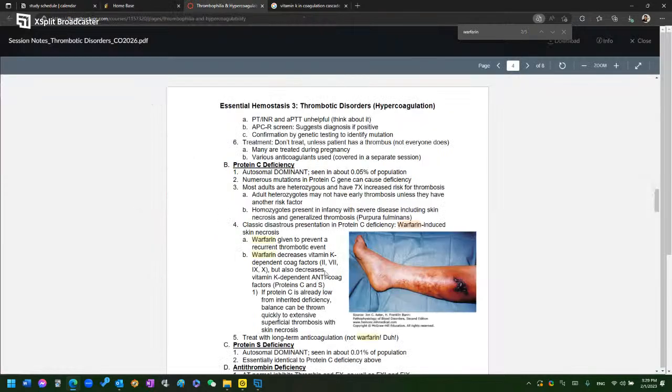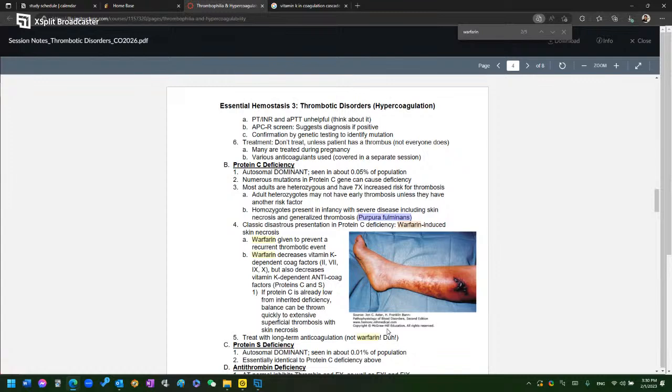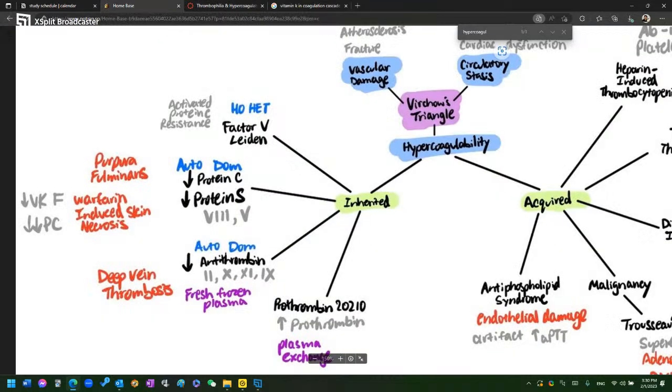Which can cause purpura fulminans, which is skin necrosis, so thrombosis throughout your skin. And it can also cause really bad skin necrosis as well when you have clotting going on all over your skin. It's called hypoxia and clotting and death. That's what that's going to cause.